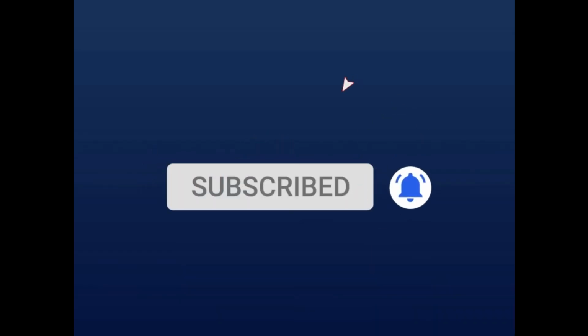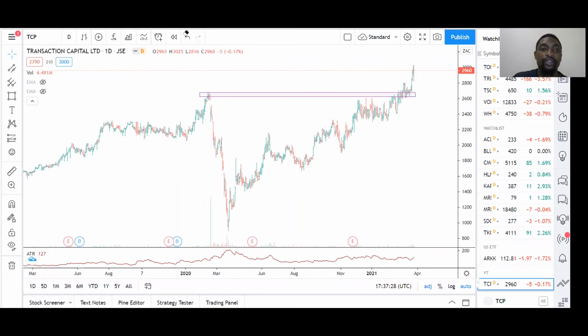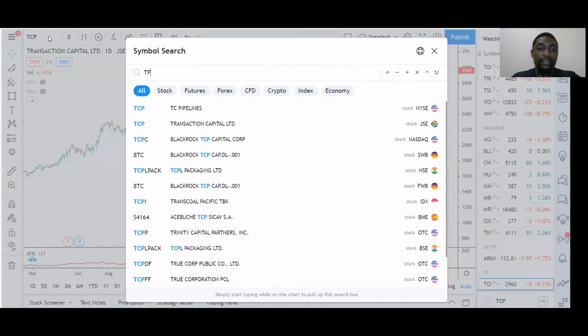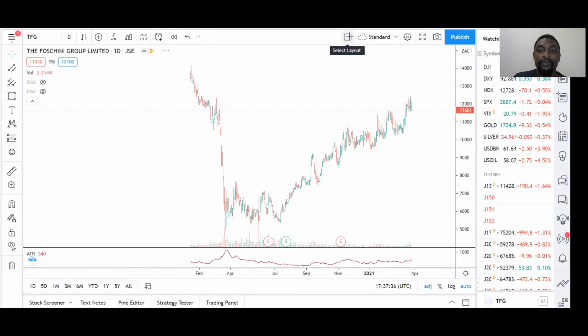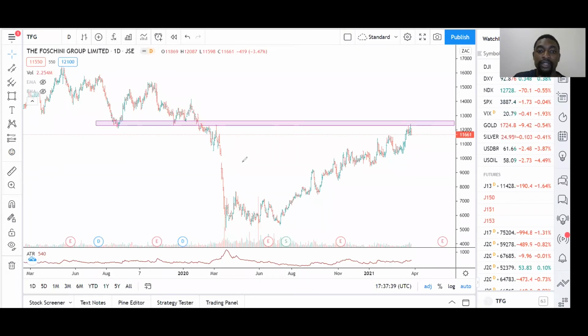And then the other strong stock that we spoke of is TFG. So we mentioned that TFG had the same experience as Transaction Capital. It also fell last year with that flash market crash, and then started to trade above this consolidating level. So as you can see, the stock broke above and then came back to retest this level.